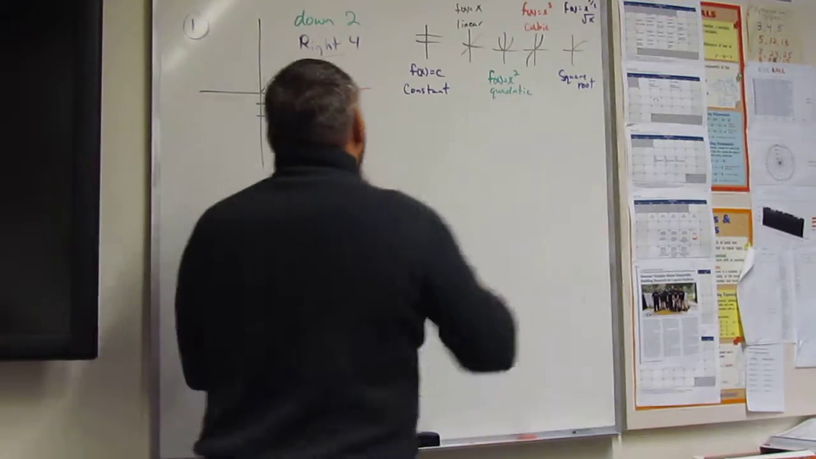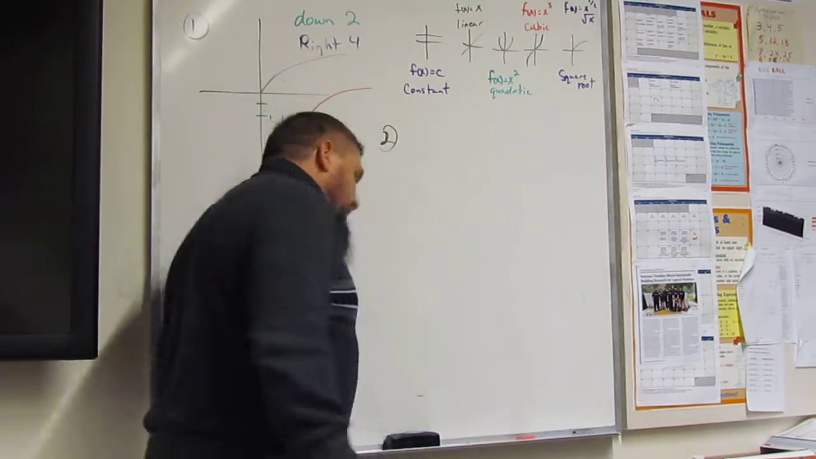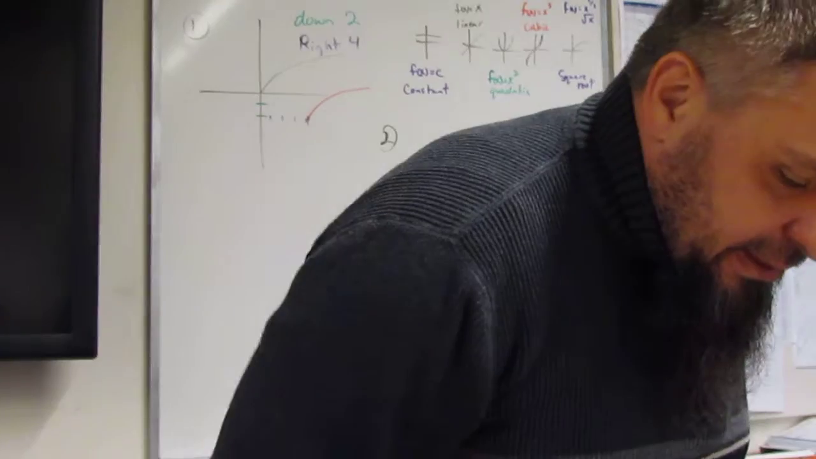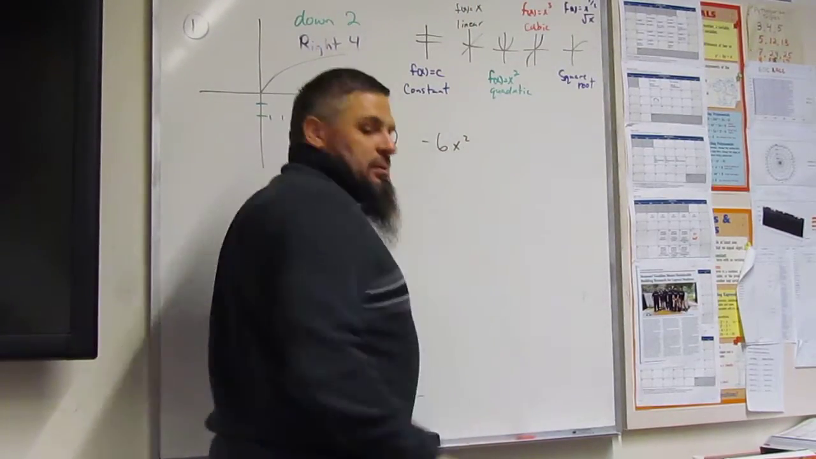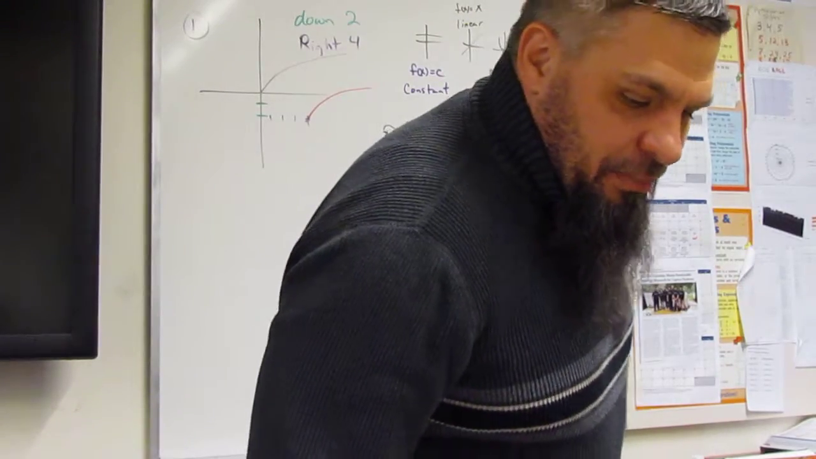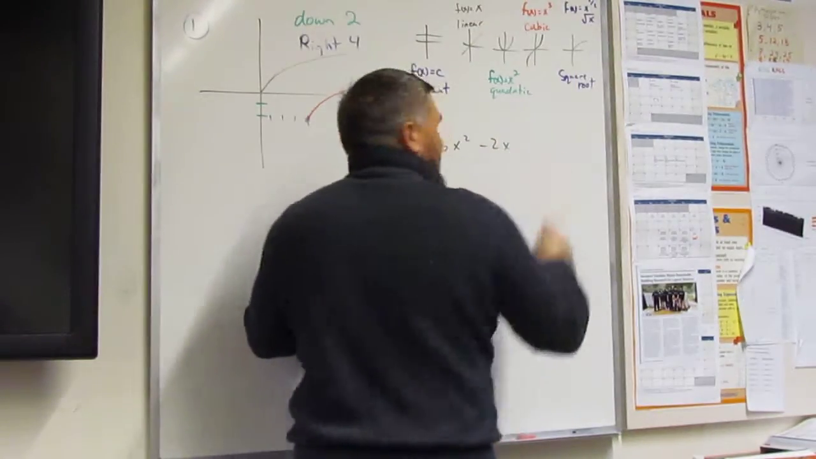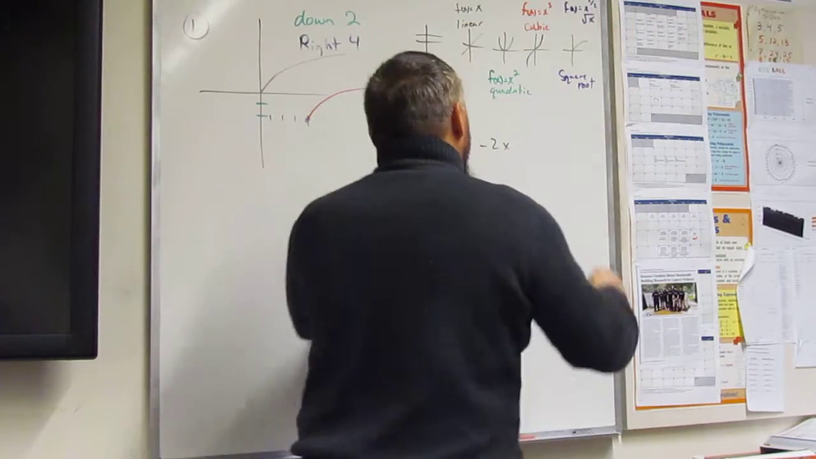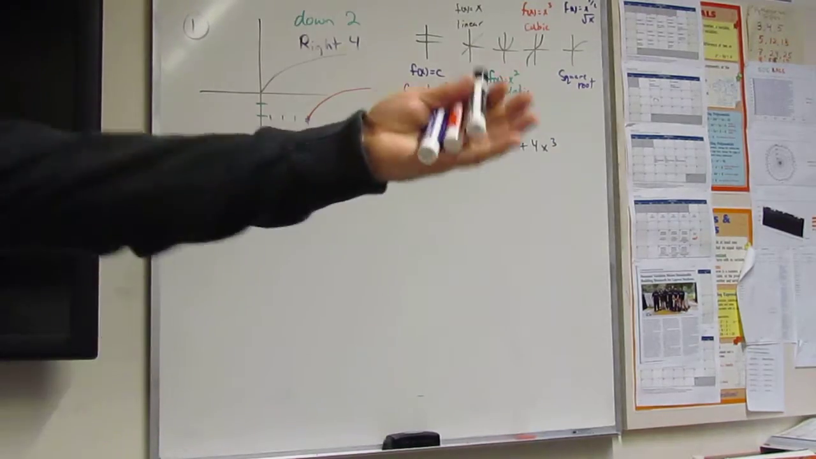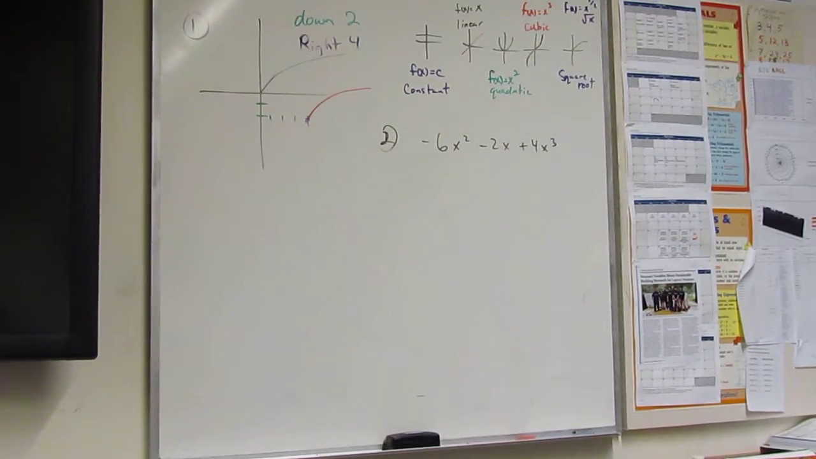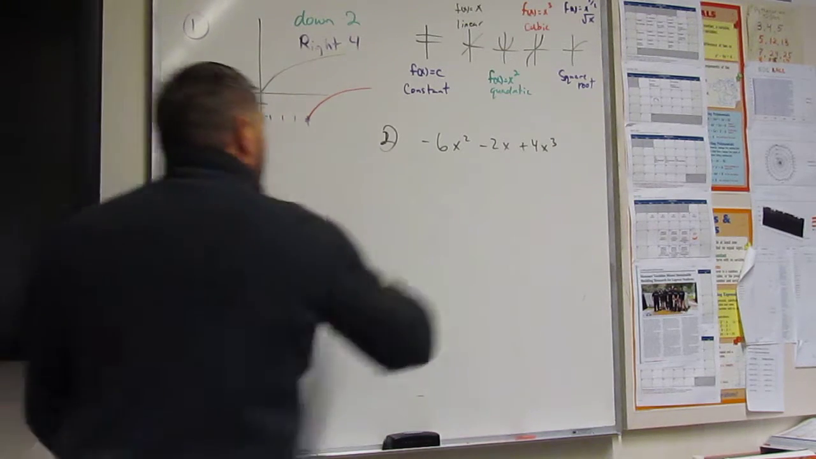And so for number 2, if we look at it, it says negative 6x squared, minus 2x plus 4x cubed. Okay. What is this function? What's the parent function? Cubic, not the square. Now this is showing you up front, right?